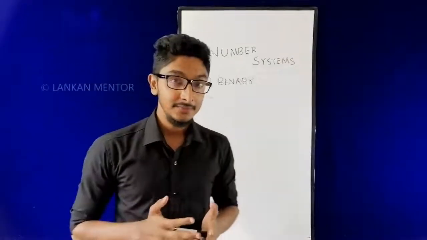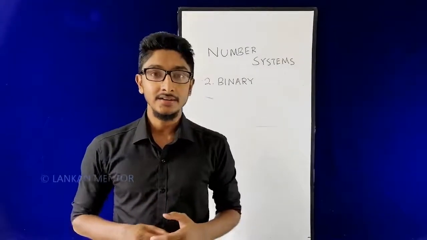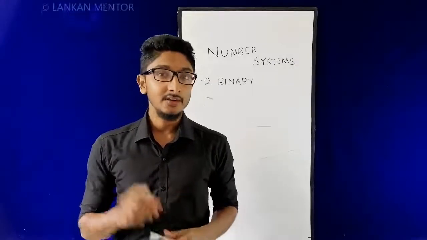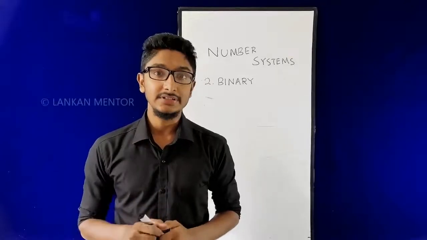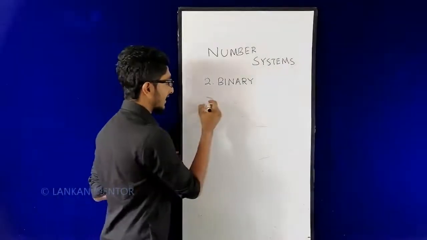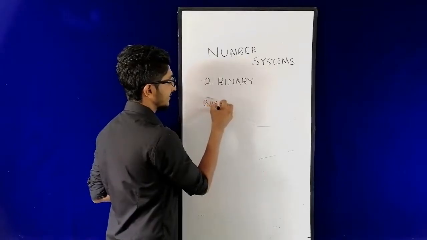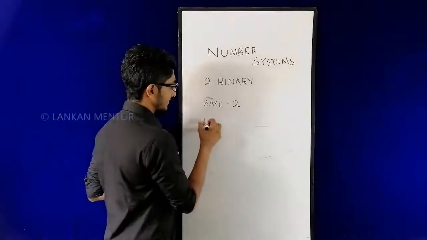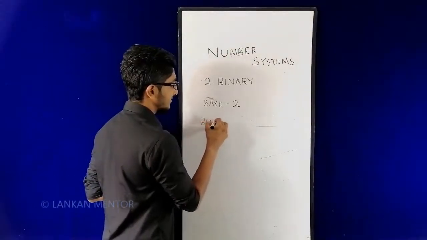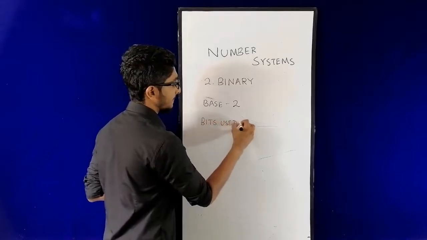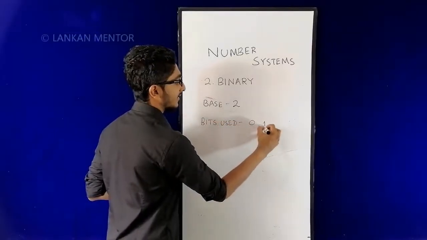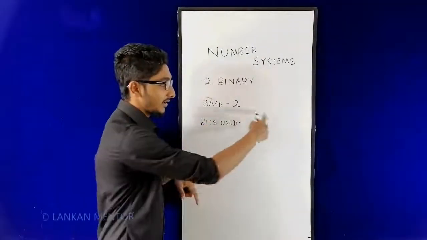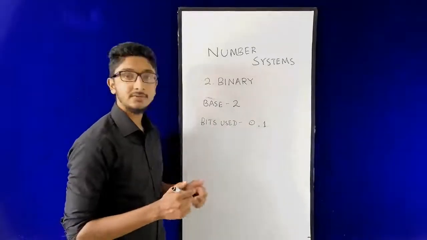Now in binary number systems, as we discussed earlier, binary is the language of the computer. Now we use only ones and zeros to represent binary. So binary will have the base as 2, which means the bits used are 0 and 1. That's all. There are 2 digits, so that's 2.